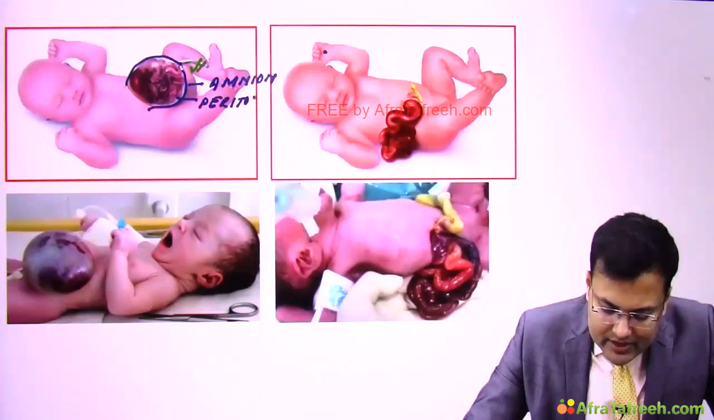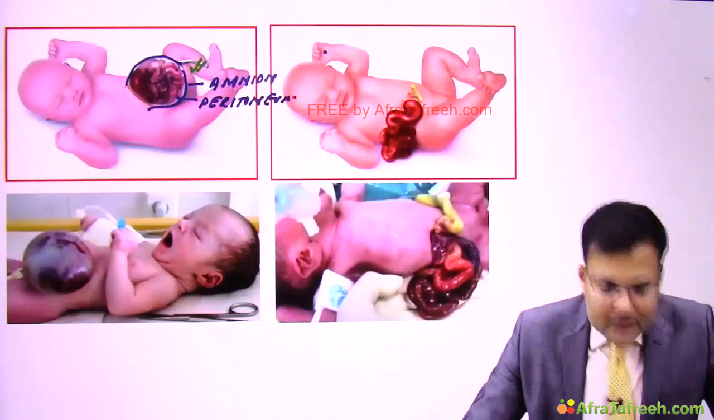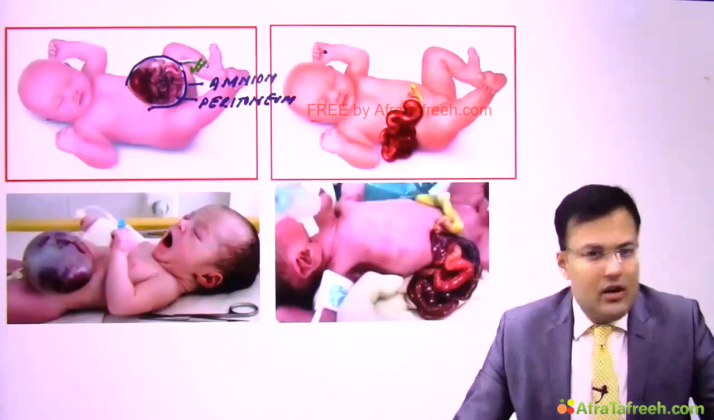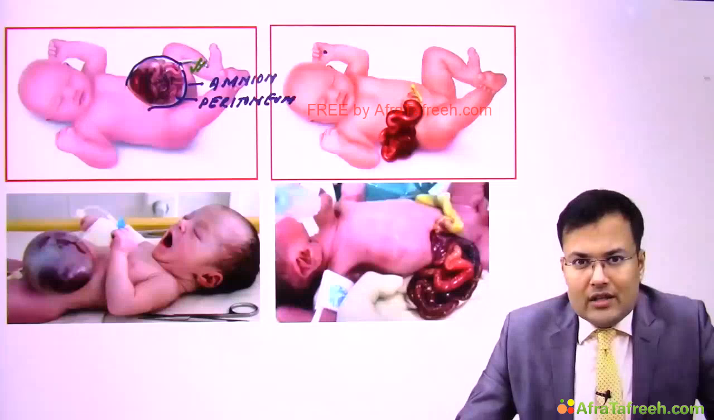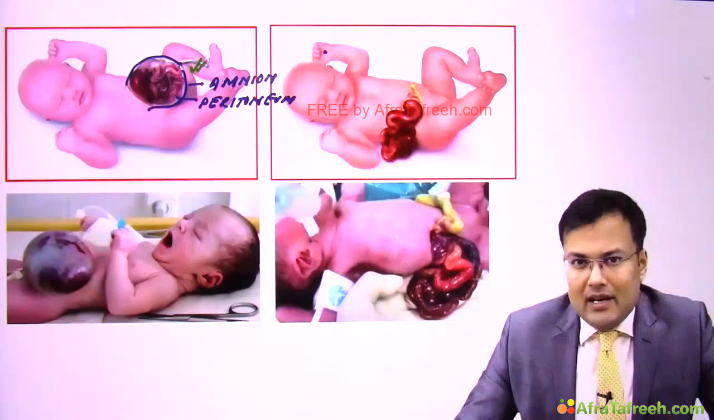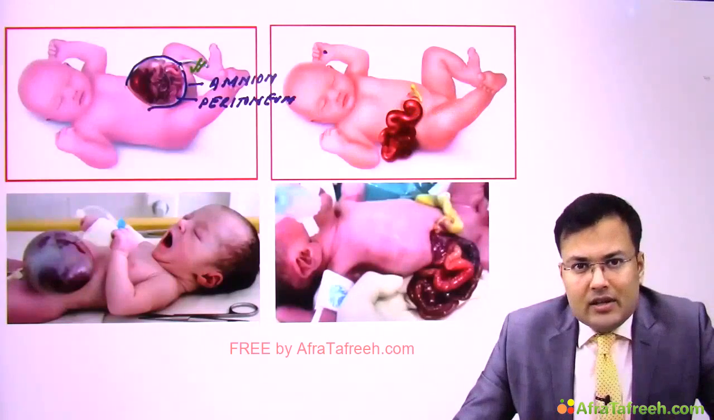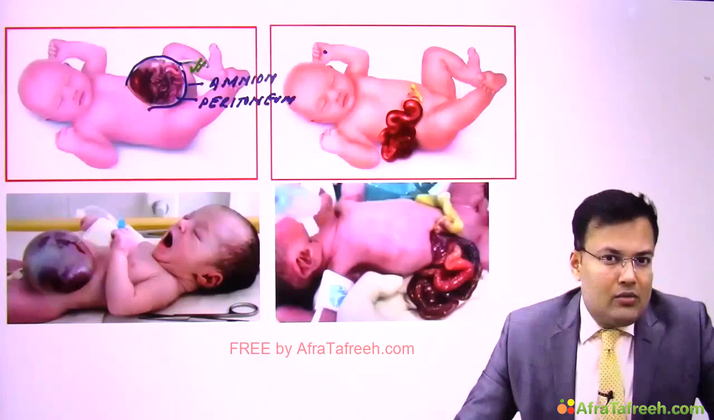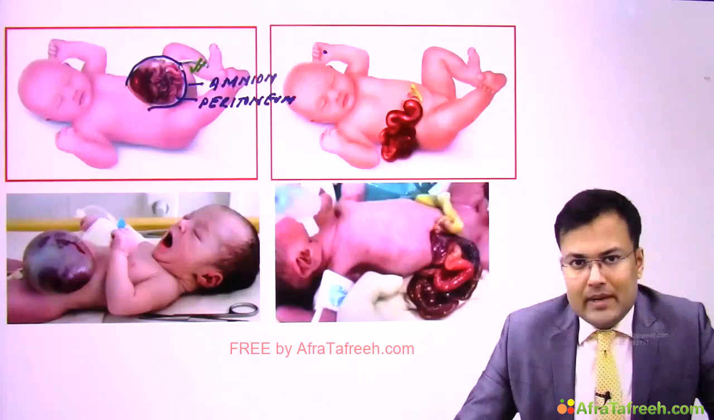So what is the name of this condition? The first condition is known as omphalocele, also known as exomphalos. So in omphalocele or exomphalos, what you have noticed is that there is herniation of bowel, but this is covered by two layers. Outermost is amnion and innermost is peritoneum.